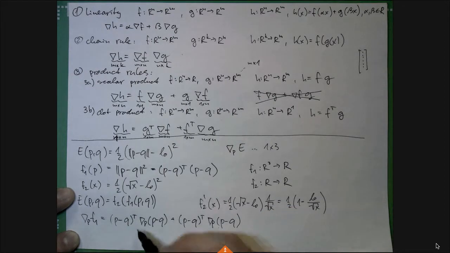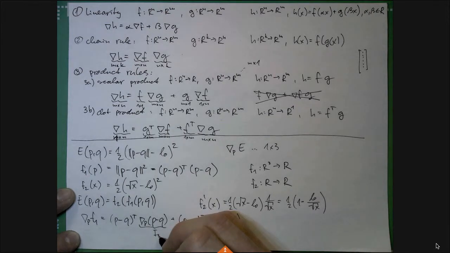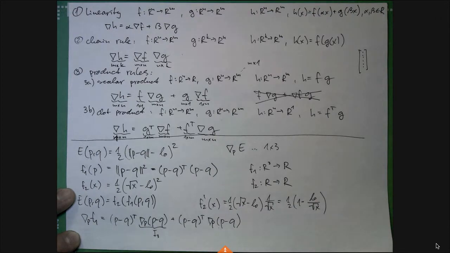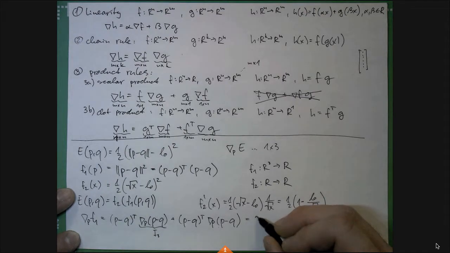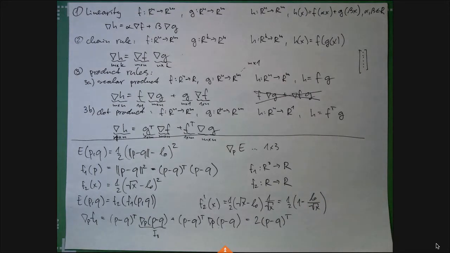Okay? What is this? Gradient of p with respect to p. That's an identity matrix, specifically a 3 by 3 identity matrix. And if I multiply the vector with it, it doesn't really do anything. So that just goes away, and the result is 2 times p minus q transpose. Okay.